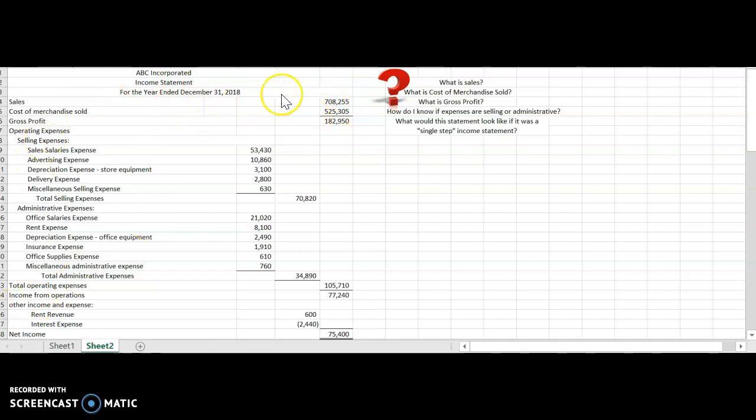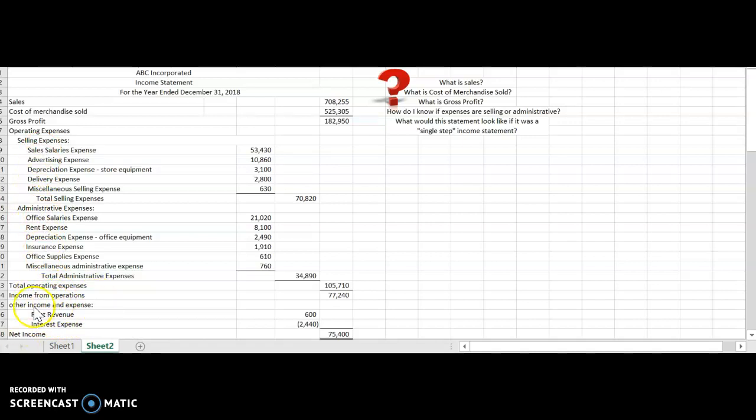The multi-step income statement will list out your sales, and underneath it, it's going to list your cost of merchandise sold and subtract it so we can get to the gross profit. So sales minus cost of goods sold will give us gross profit. That is essentially how much we've marked up our goods. We need that high enough to be able to cover all of the other expenses. And so when we look at our other expenses, we're going to break them down into operating expenses, which are your selling and admin expenses, and then other income and expenses.